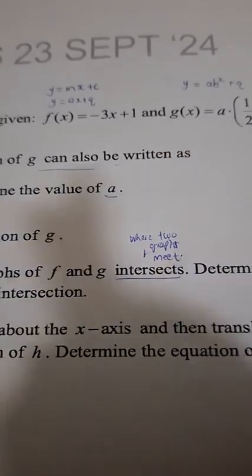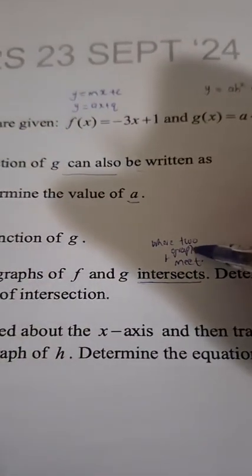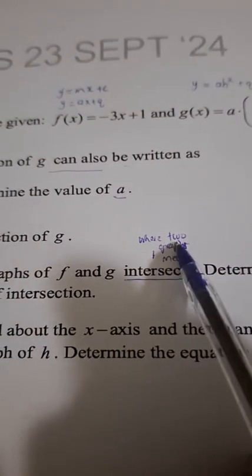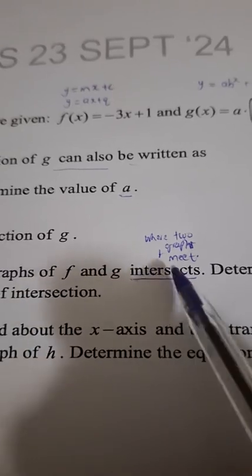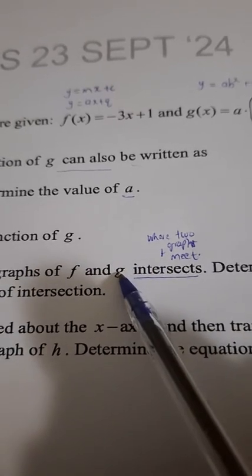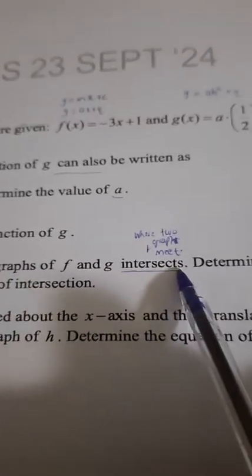Where they meet, they crisscross each other. Where two graphs meet, it's like where they touch each other, right? F and G, where they cross each other. So at the point g of -2, the graphs of f and g intersect.